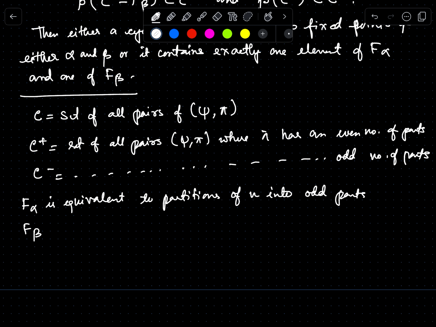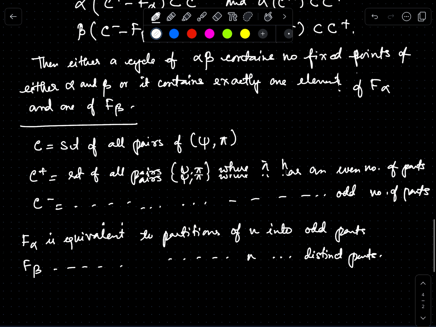And F beta we have seen, so F alpha is the set of fixed points, and we saw that the fixed points of alpha are exactly those where psi is a partition into odd parts and pi is empty. And F beta is equivalent to the partitions of n into distinct parts. Again, similarly, F beta is the set of fixed points of the involution beta, right?